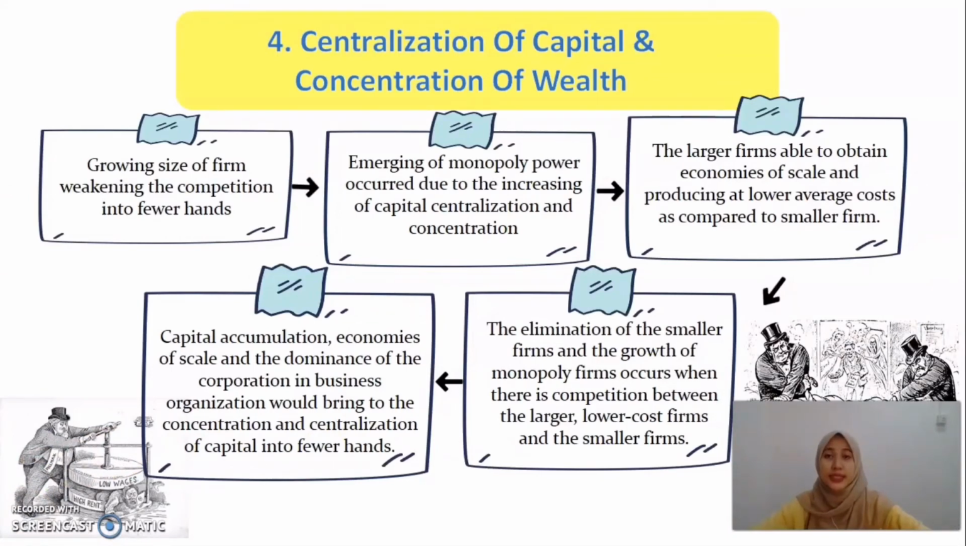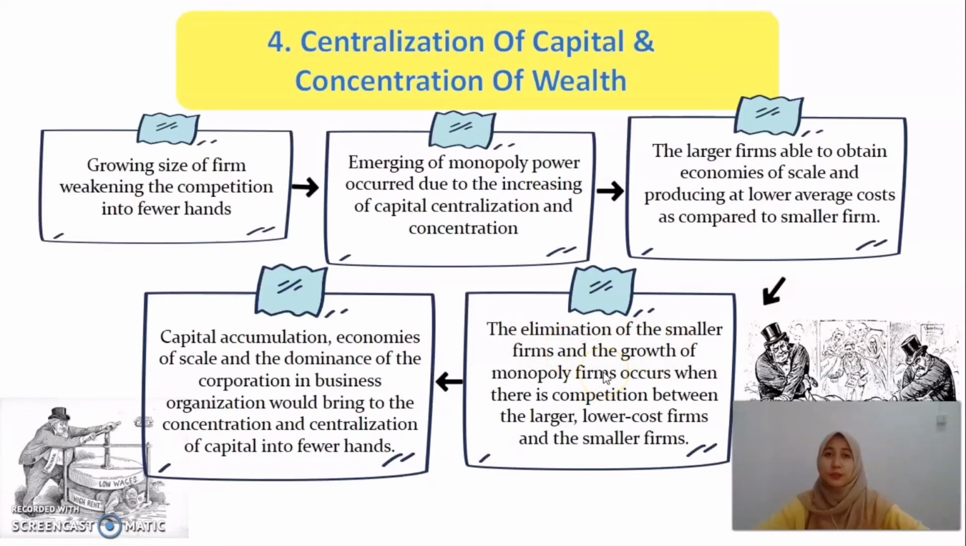Next is part 4, which is centralization of capital and concentration of wealth. The growing size of firms weakens competition and leaves it in fewer hands. Let's imagine that capitalists are competing by selling the same commodity at a lower price to attract customers. So, the emergence of monopoly power occurs when there is increasing capital centralization and concentration. The more monopoly power exists, the larger firms are able to obtain economies of scale and produce at a lower average cost compared to smaller firms. This means that where there is a monopoly, the larger firm will make more profit because they can reduce their costs compared to smaller firms. So, this results in the elimination of smaller firms and the growth of monopoly.